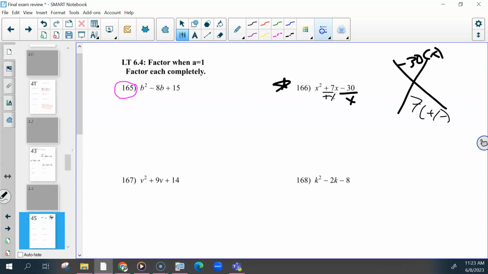Maybe 10 and 3, but one of those would have to be negative. Where the variable is, you're going to put that first. And then the two numbers you found will go in those two values. Are there any others you want to see or go over?